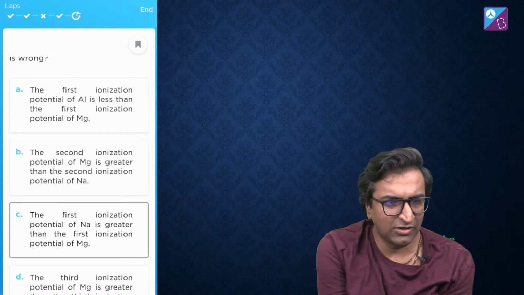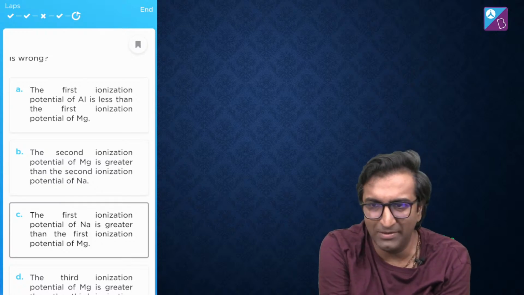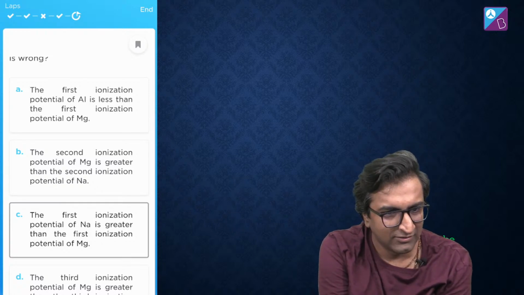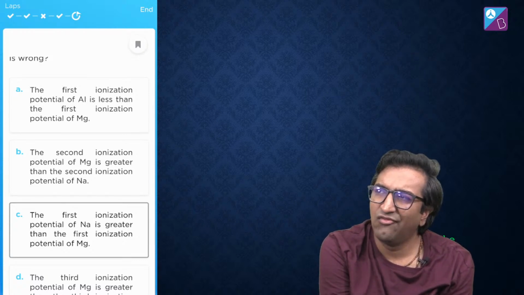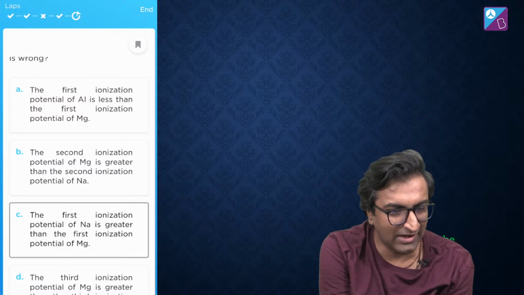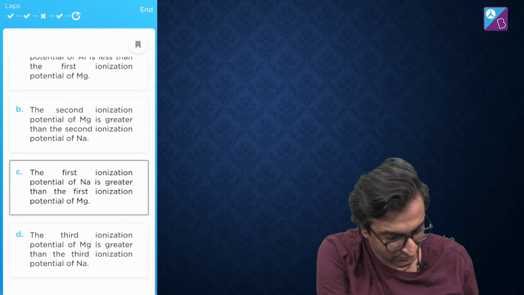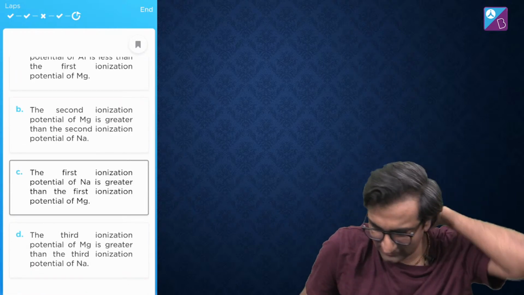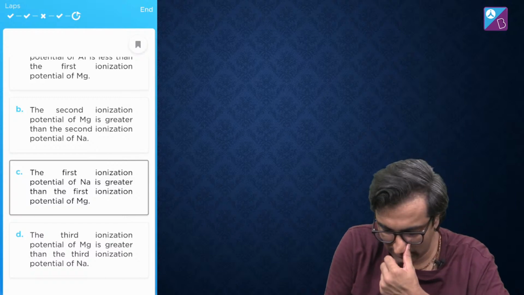The second ionization potential of Mg is greater than second. Yeah, dude, no, obviously not. B is wrong. B has to be wrong. You see that, right? B is wrong. The first ionization potential of Na is greater than that of magnesium. I'll have to see about C. The third ionization potential of magnesium is greater than the third ionization potential of Na. Let's see. देखते हैं इसको. लास्ट वाले का मैं लिख लेता हूं फिर से यहाँ पे.